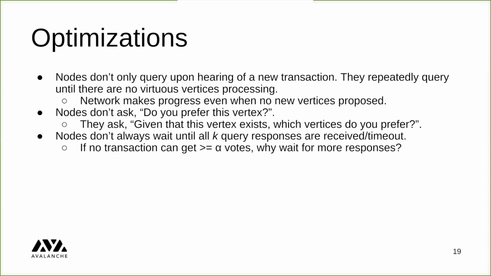A final optimization is that nodes don't necessarily need to wait until they get all K query responses before registering the outcome of a poll, because sometimes you can tell that nothing is going to get an alpha majority. So at that point, you don't need to wait for the rest of the responses. You can just say nobody got alpha majority votes, and reset all the consecutive success counters.